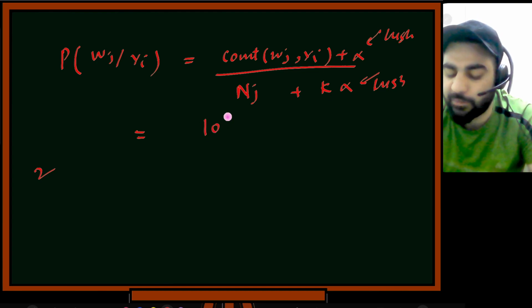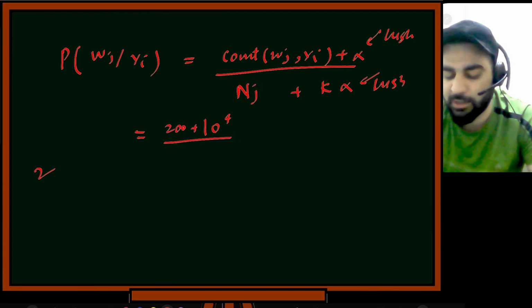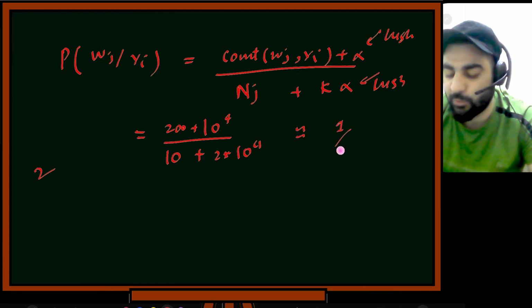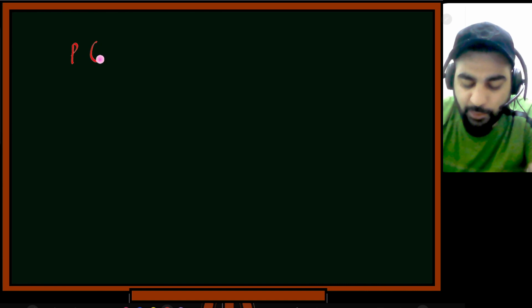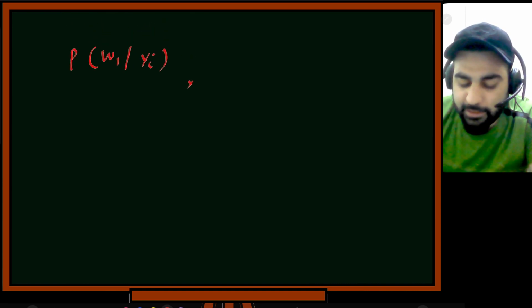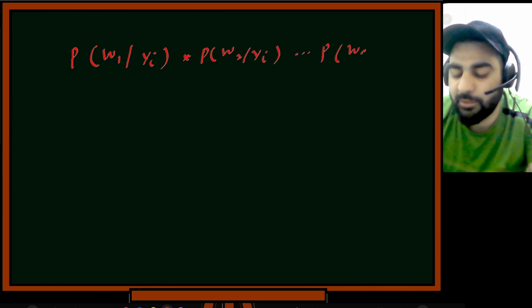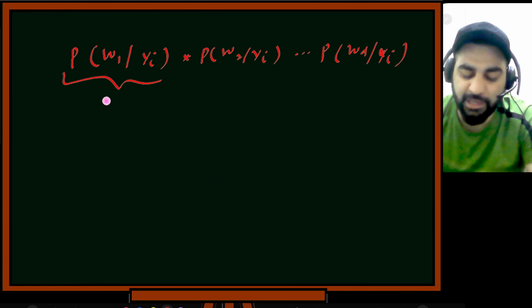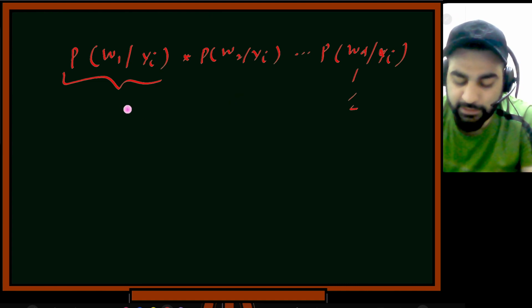If alpha is, let's suppose, 10 to the power 4, the count of the words will be at most 200 or 300. So 200 plus 10 to the power 4, divided by total word count, let's suppose 1000, plus 2 multiplied by 10 to the power 4. If you see these numbers, this is nearly equal to 1 by 2. For all of these words, we have the probability of w1 given this class yi, multiplied by the probability of w2 given yi, and so on till the probability of wd given yi. If we increase the alpha, this will nearly become 1 by 2, this will also become 1 by 2, everything will become 1 by 2. So nearly everything will be equal, because we are incrementing this alpha.